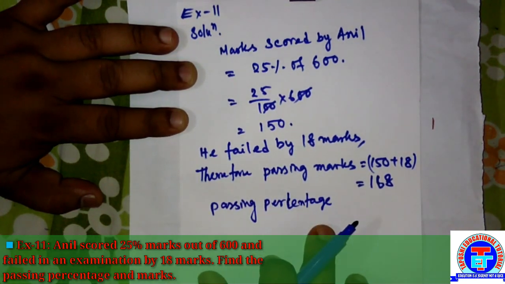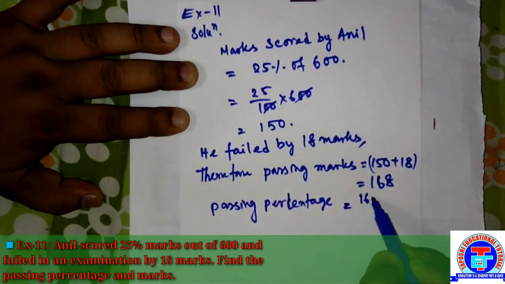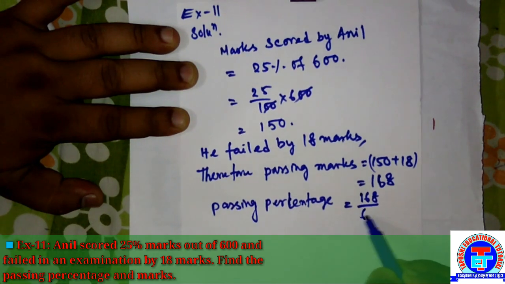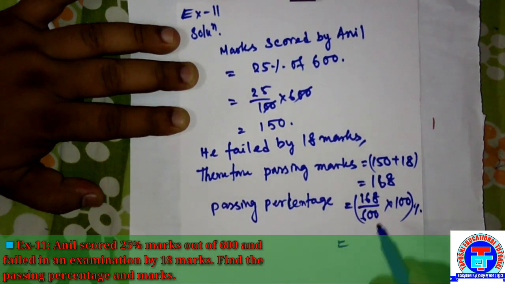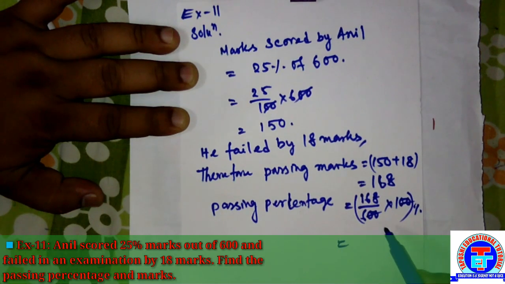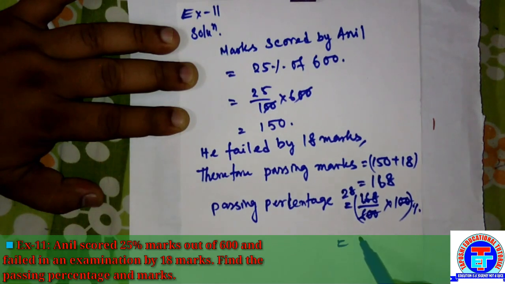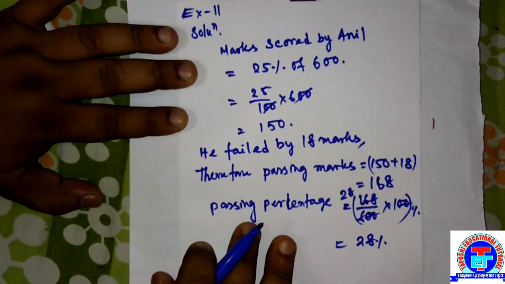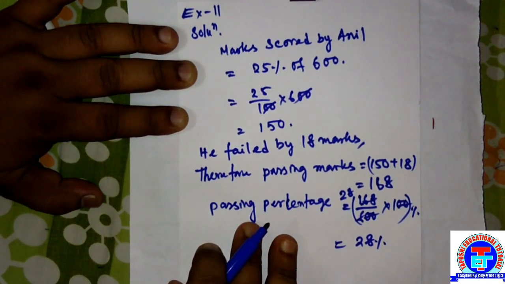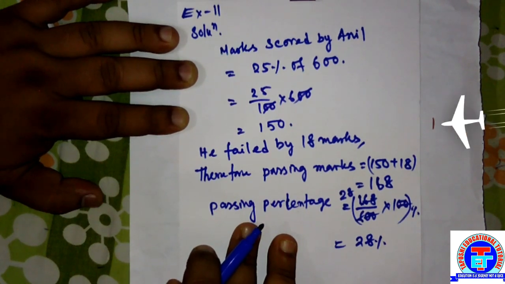This one passing percentage is equal to 168 by 600 into 100 percentage. It will become, this will come 2 and 8, so 28 percentage. Right? I hope student you clearly understand. So let's try to solve another problem regarding these chapters.